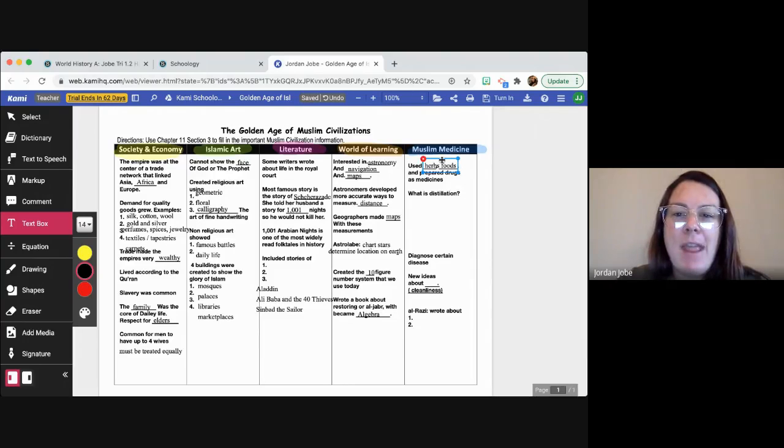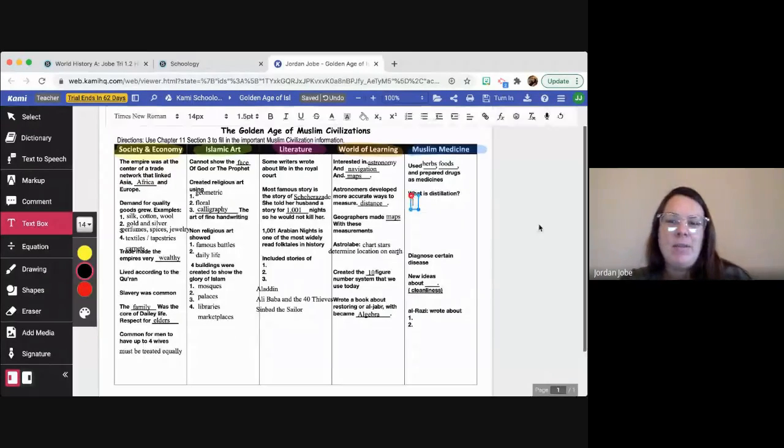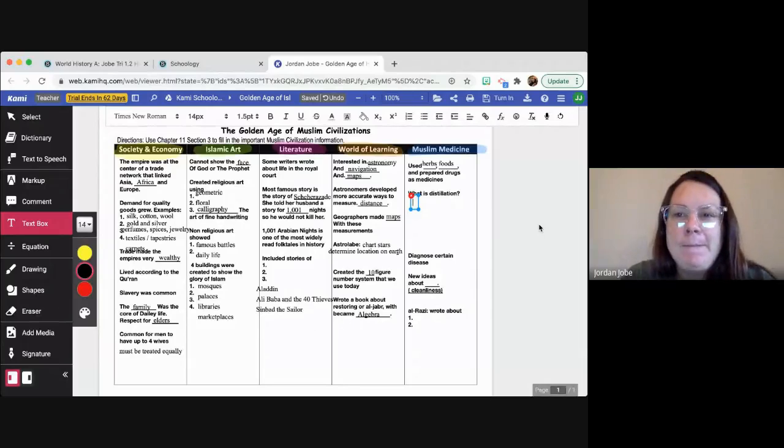So they have a vast variety of different things that they can utilize as medicine. And then we have a question: what is distillation? Okay. So this is from the text. What is distillation?